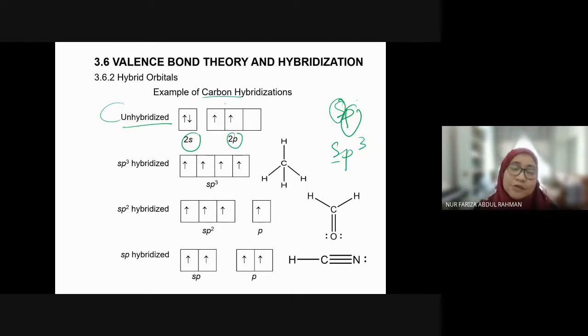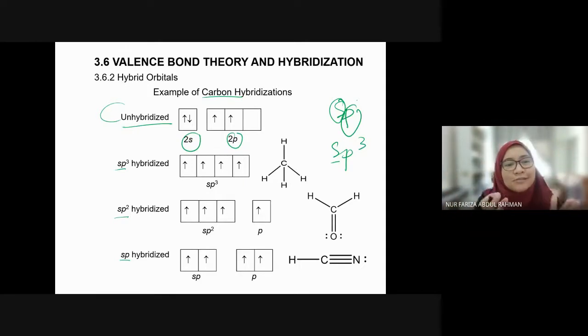Kenapa we have carbon saja? Because you know most of the compound consists carbon. Okay, so carbon is the most common atom present in Earth. Okay, alright. So and then one more thing, carbon can form so many hybridization. Okay, it can form sp3, it can form sp2, it can also form sp. Okay, alright. So just to give you an idea how they combine, how they form, how hybridization takes place, bagi idea so that nanti you boleh imagine later.